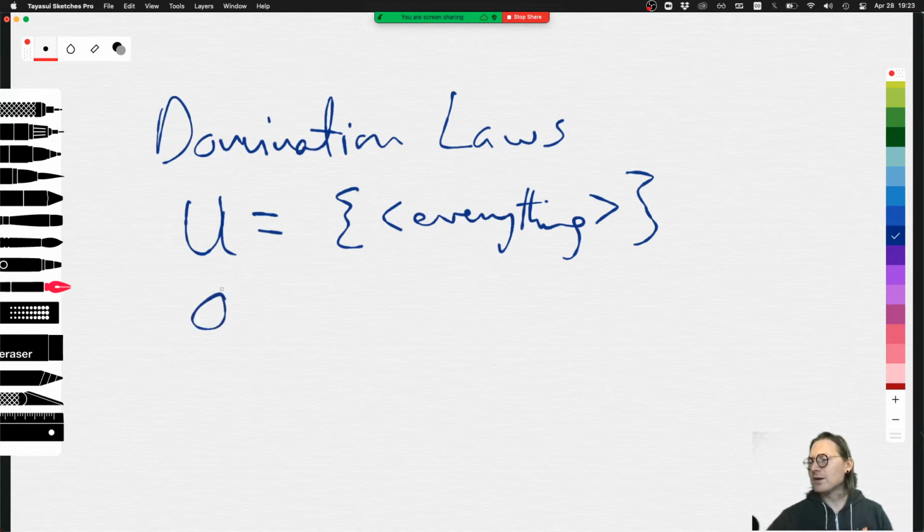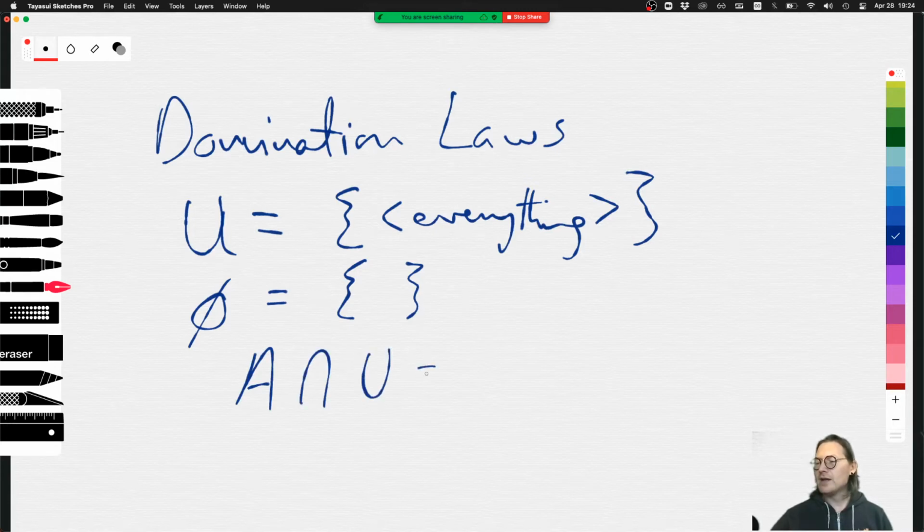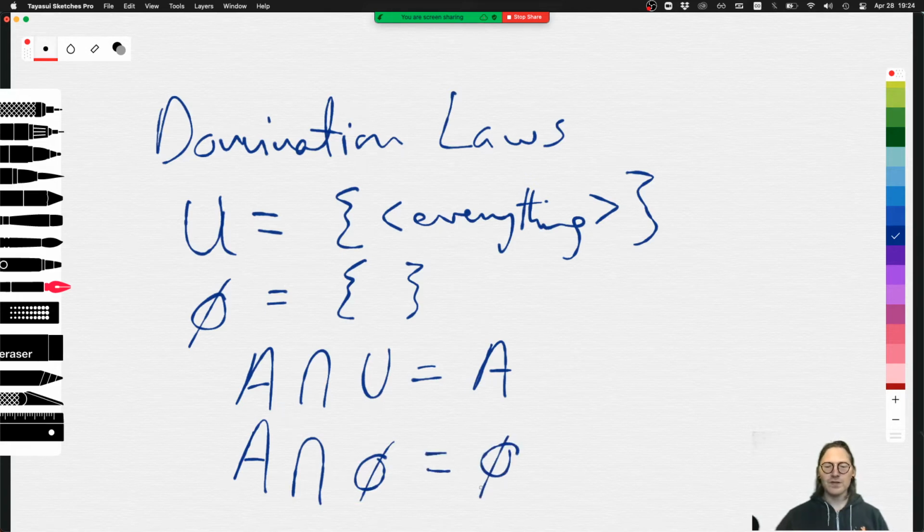And then we've got this idea, the null set or the empty set, and this is nothing. There is nothing in there. There are no objects in there. So this maybe goes without saying, but the intersection of A with everything is going to be A. And the intersection of A with nothing is going to be nothing. So just kind of tautology, pretty straightforward on that one.